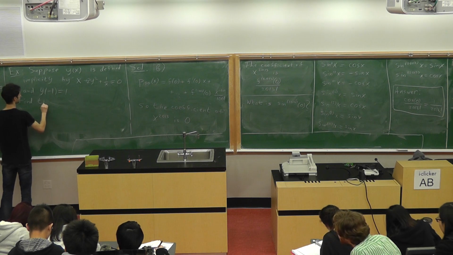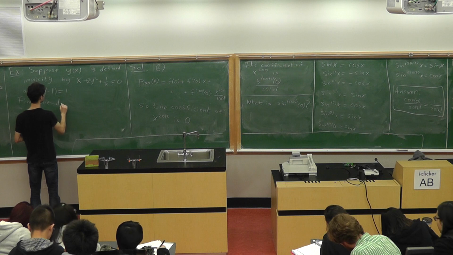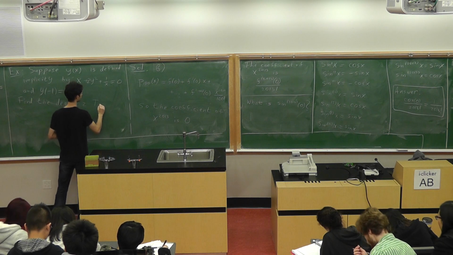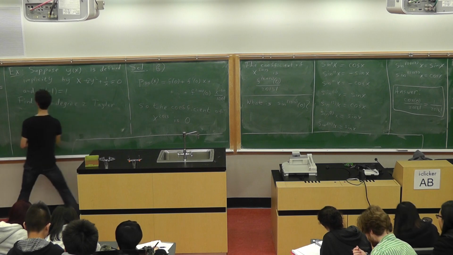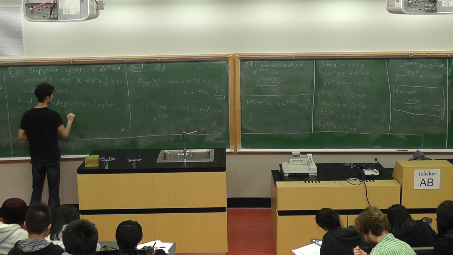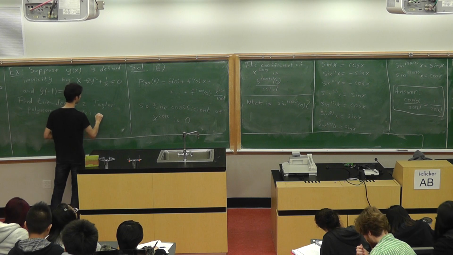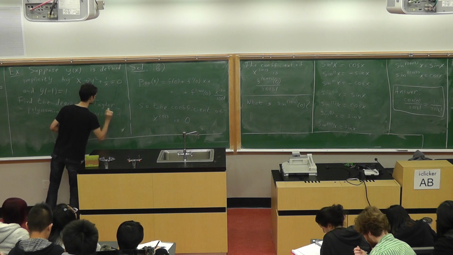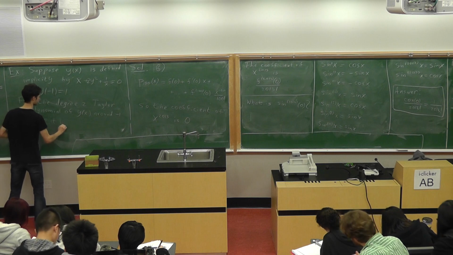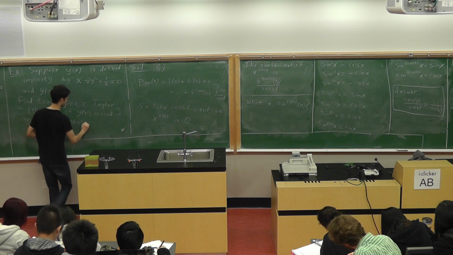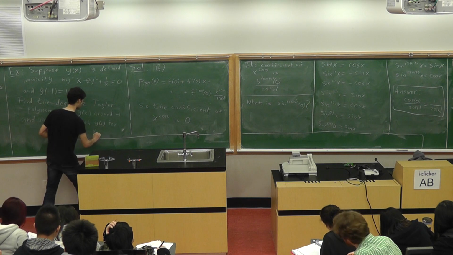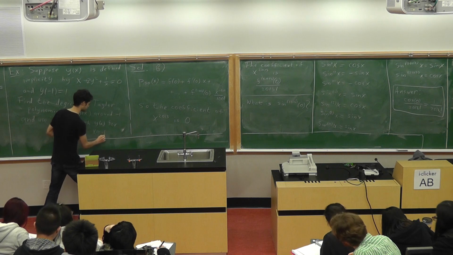Find the degree 2 Taylor polynomial of y of x around minus 1 and use it to sketch y of x for x which is close to minus 1.